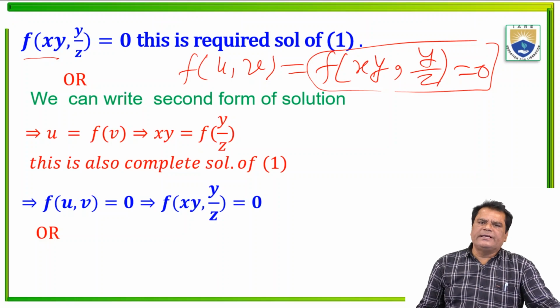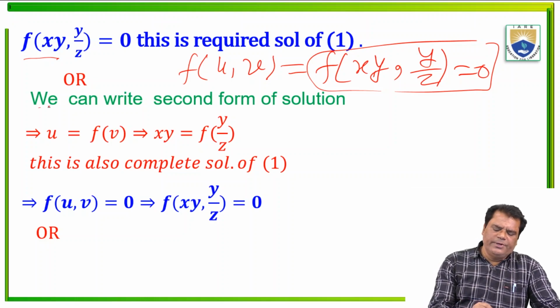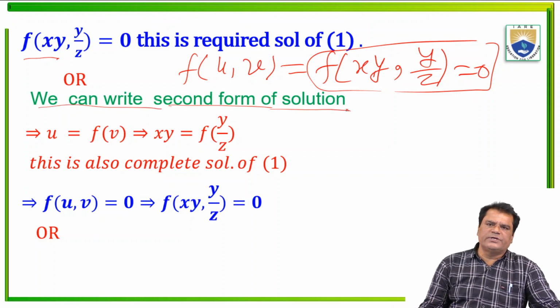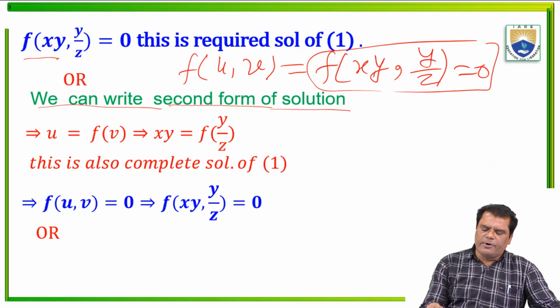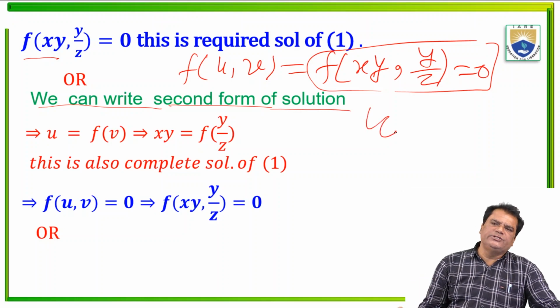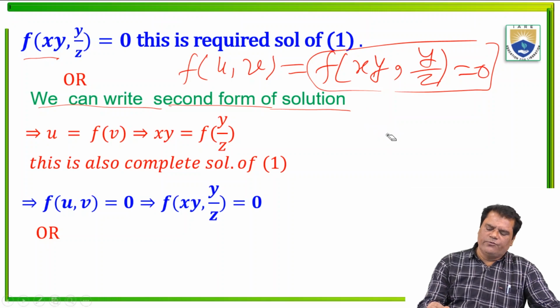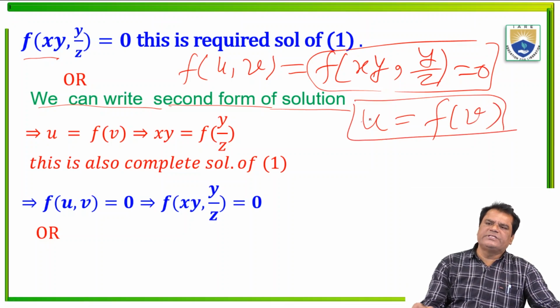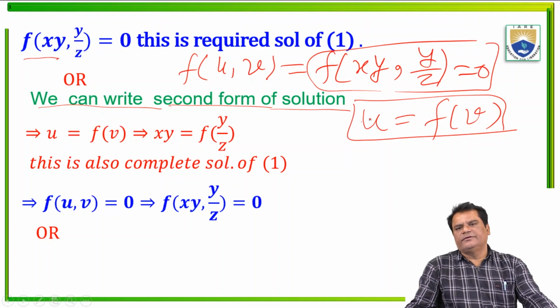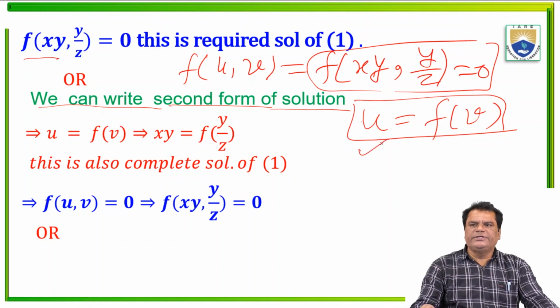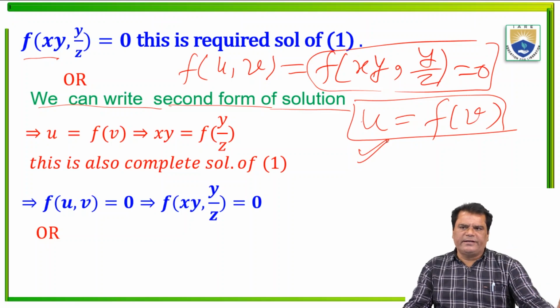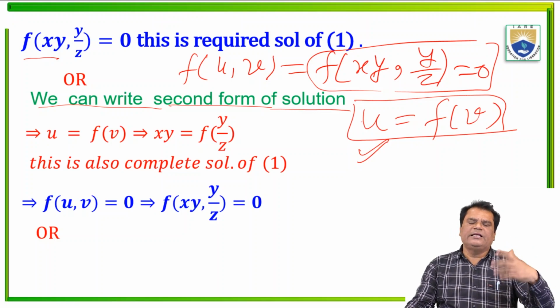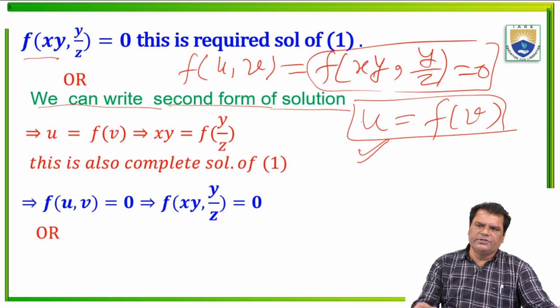Or we can write the answer in another form, the second form of the solution. The first solution u is a function of the second solution v. We can write this form: u is a function of v. This procedure we apply in Monge's method, and we can also apply it in Charpit's method.